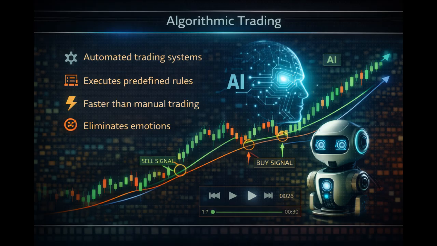The algorithm continues monitoring the market and exits the trade when predefined conditions are met. Components of an algorithmic trading system. A typical algorithmic trading system consists of several key components.